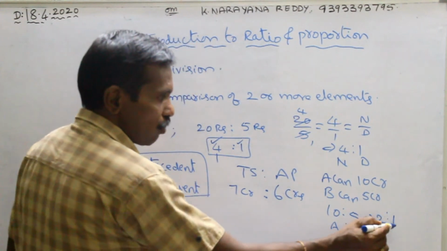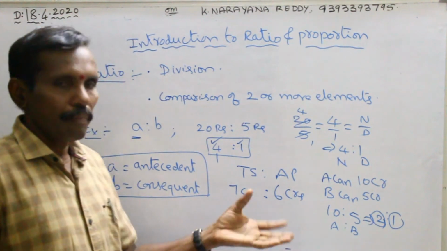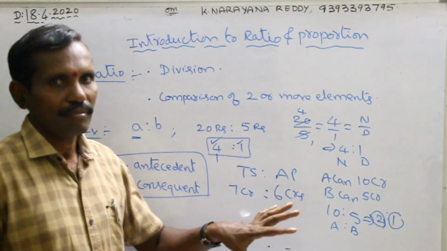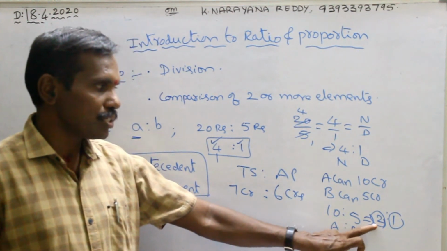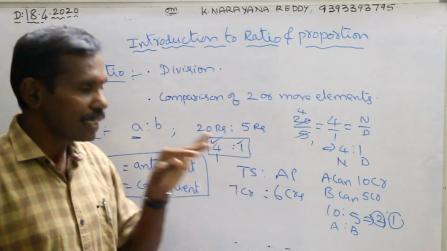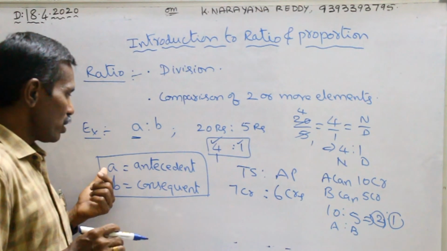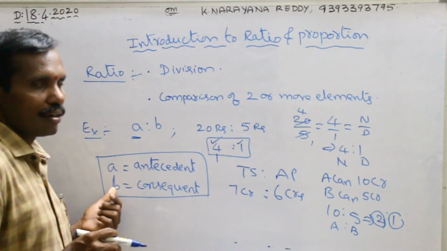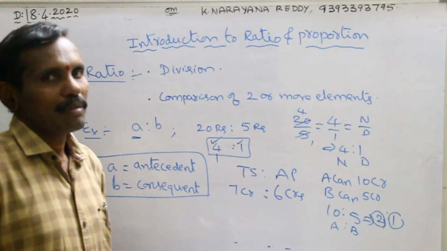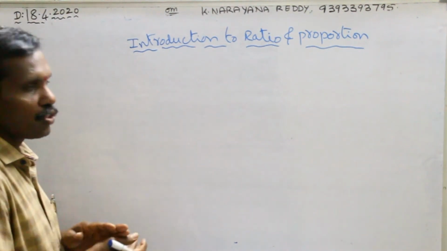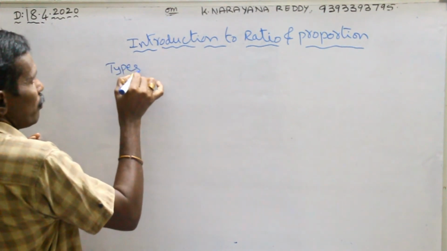So B is investing 1 rupee and A investing 2 rupees. Yes or not? That is a comparison. That is proportionate. That is proportional. B is investing 1 rupee, A is investing 2 rupees. That is ratio and proportion. So the first one is called antecedent, the second one is called consequent. Okay. Next we want to know about types of ratios. Next you can see types of ratios.